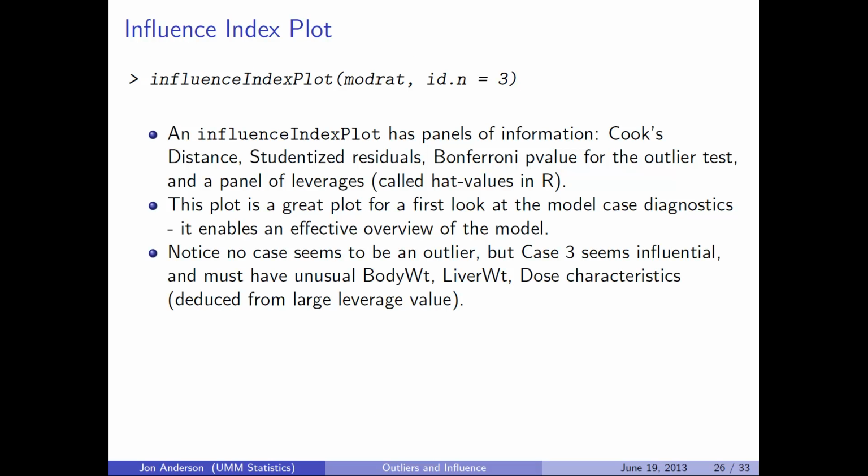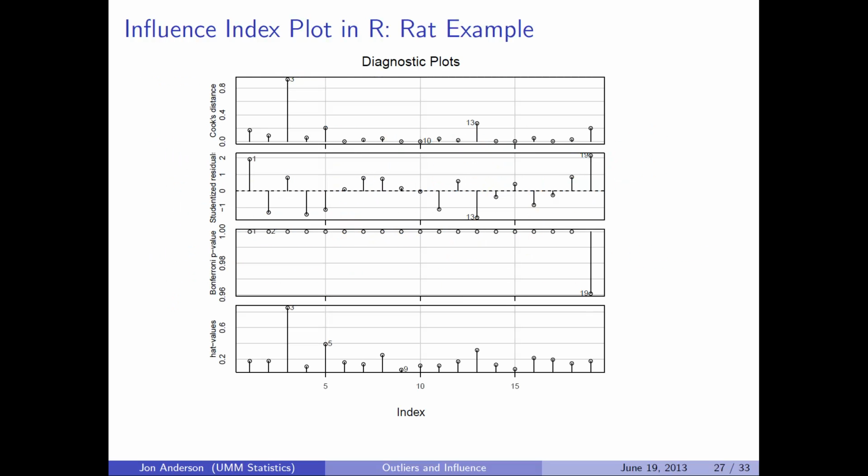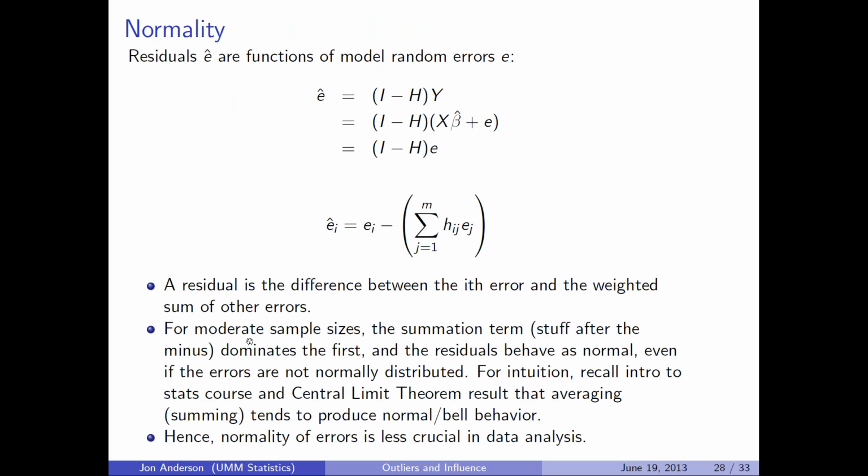We've talked about the influence index plot before, and here we are again for the rat data. We have Cook's distances, case 3 up here, studentized residual, nothing remarkable, no unusual Bonferroni p-value, and we have an unusual leverage for the rat data.